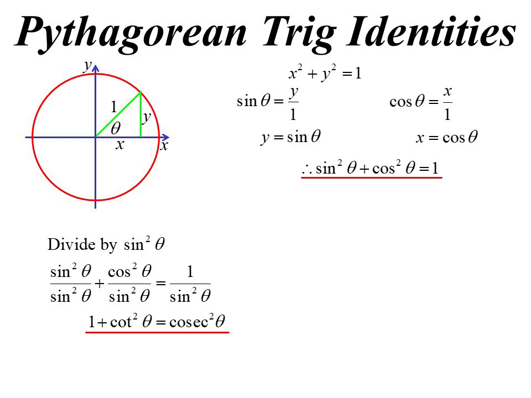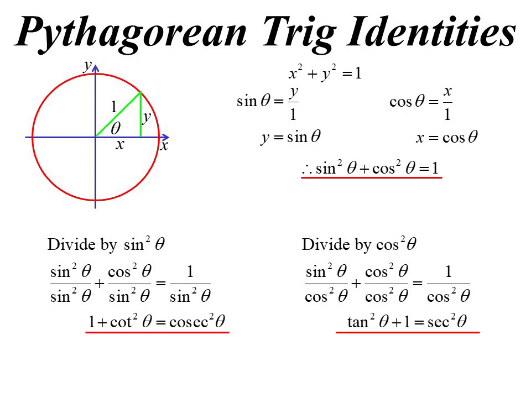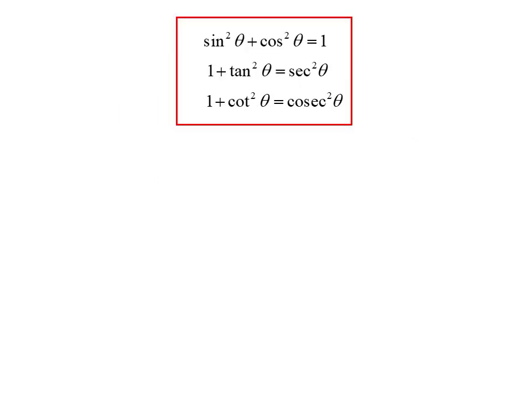I could do the same thing. I could divide everything by cos squared. Sine squared divided by cos squared is tan squared. Cos squared divided by cos squared is 1. 1 divided by cos squared is sec squared. And now we have the 3, what we traditionally think of as the 3 trig identities, but as I say, really there is just 1. So there they are, the 3 we tend to use.